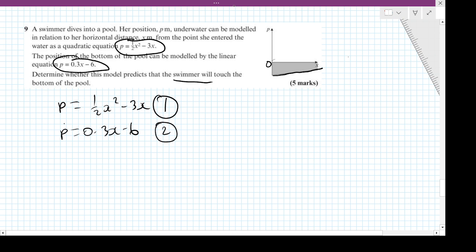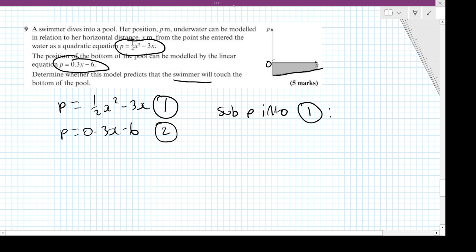Well, we can substitute p, right? This value of p into equation 1. So let's do that then. So we're going to sub p into 1. We solve it, just substituting like we always do with quadratic simultaneous equations.